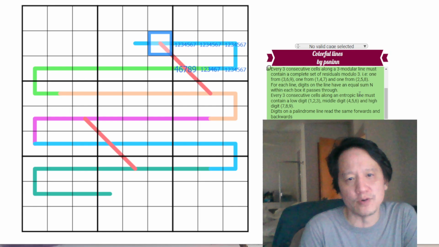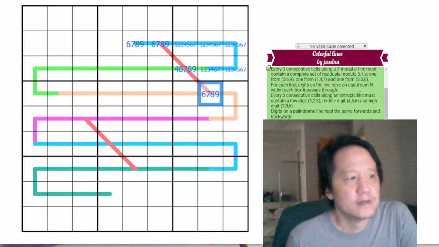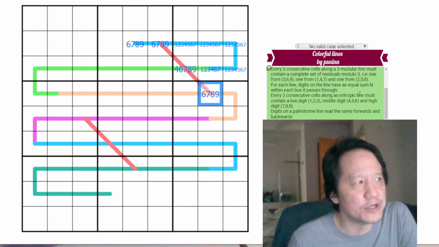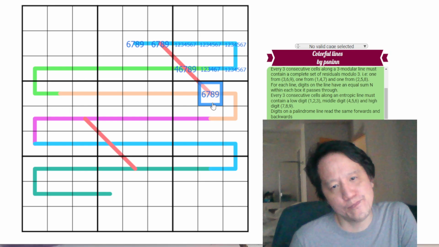This is a high number, so it has to be 6 through 9. This is 6 through 9, so this is 6 through 9. The peach one is the entropic, so this is either a medium or a high. We don't know which. So this is 1 through 6.